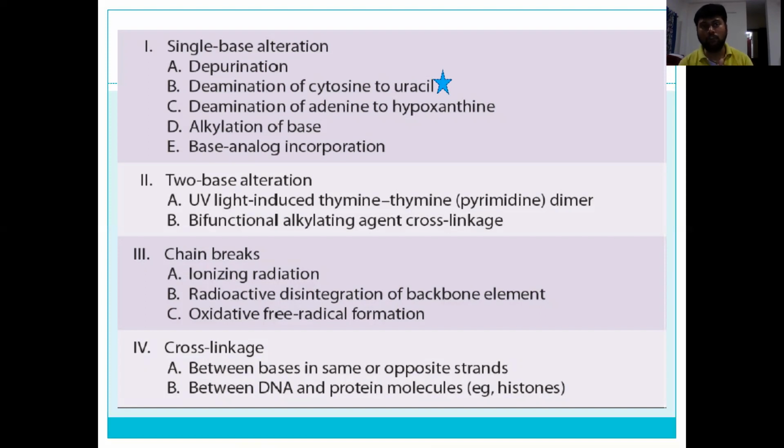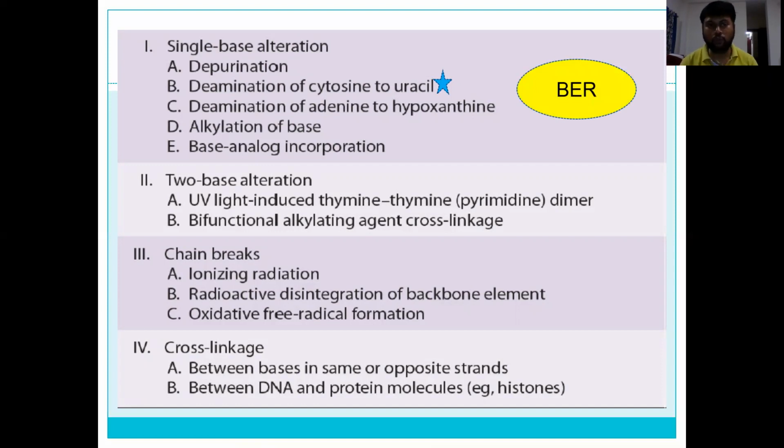When the amino group is removed from cytosine, it gets transformed to uracil. If this transformation happens, it leads to mutation and related diseases. Got it? So to prevent this mutation and to correct this error, we are equipped with a repair mechanism called base excision repair.